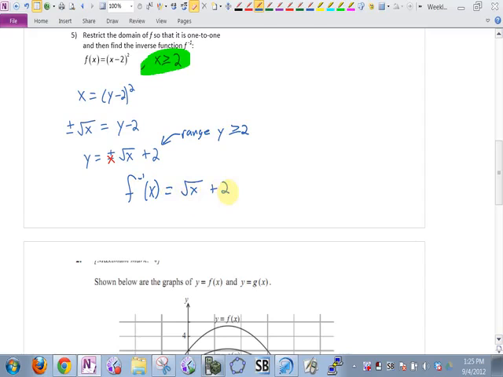Some people also mistakenly stated that the domain of this function is x is greater than or equal to 2. That is not the case. The domain of the inverse is actually x is greater than or equal to 0, which you don't even have to write because it's implied by the radical.